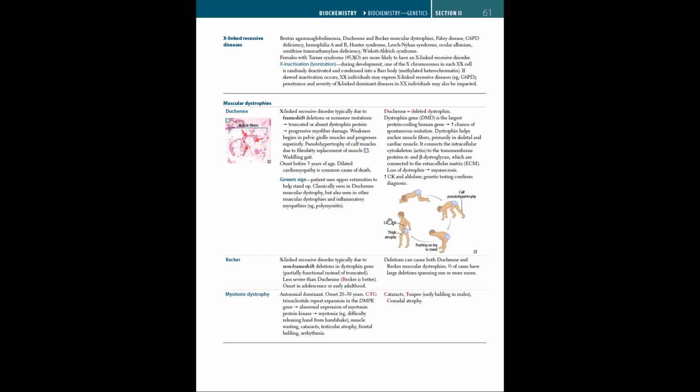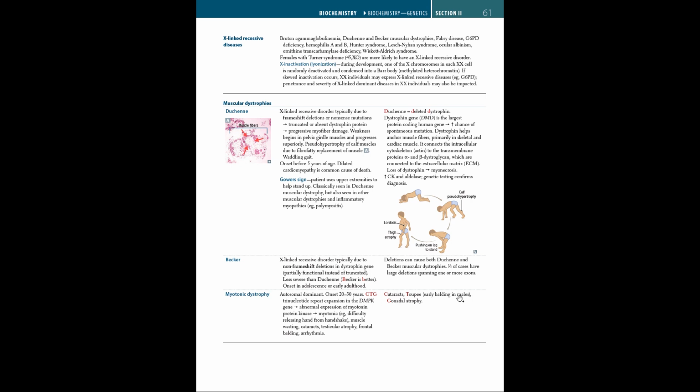Then we have Becker muscular dystrophy, which is also an X-linked recessive disorder, typically due to non-frameshift deletions in the dystrophin gene. Now, the protein is partially functional instead of truncated. This is a less severe form of Duchenne muscular dystrophy. So remember, Becker is better. Onset is in adolescence or early adulthood. Deletions can cause both Duchenne and Becker muscular dystrophies. Two-thirds of cases have large deletions spanning one or more exons.